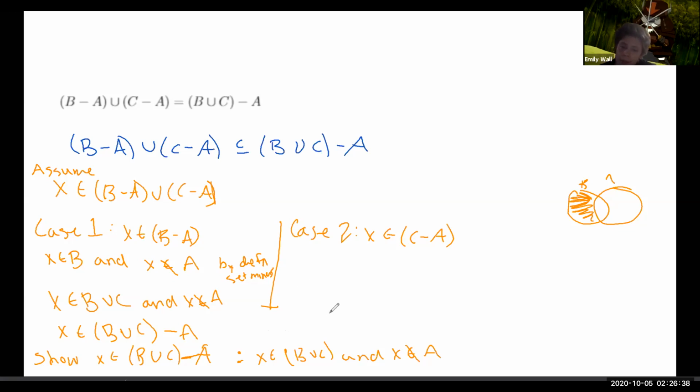We didn't do case 2, and I'm actually going to not, because if we think about it, if instead of writing B here in case 1 we wrote C, we would do the exact same proof. So we can just copy it over. Same idea.